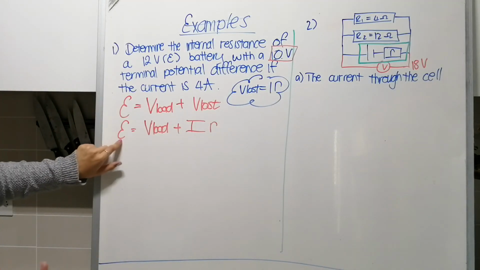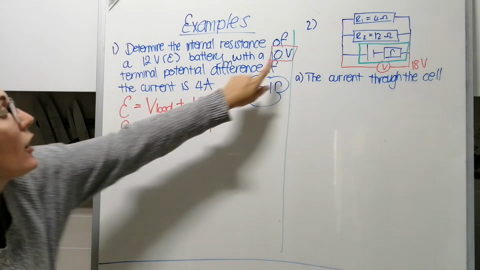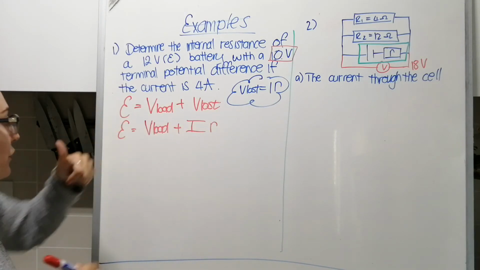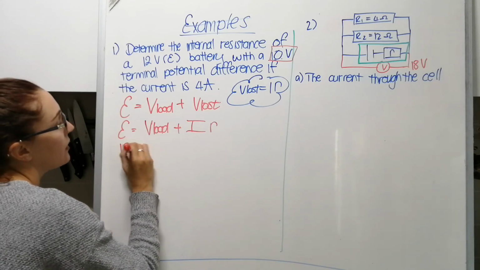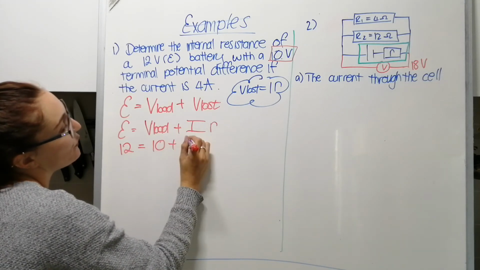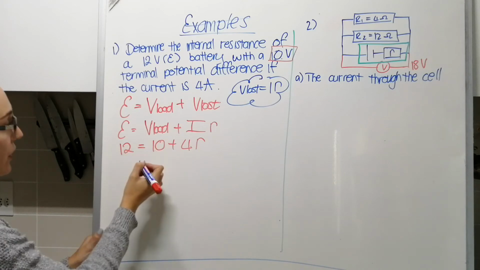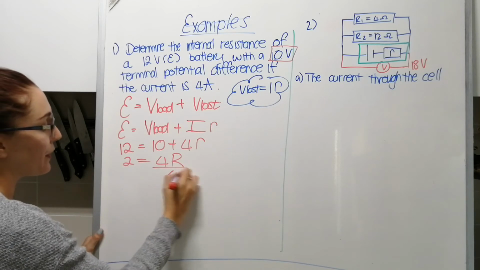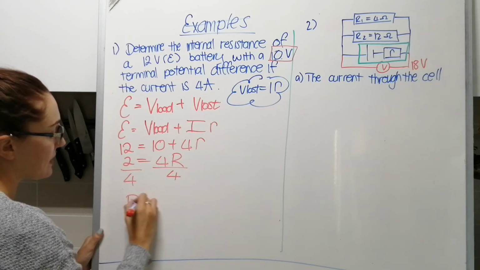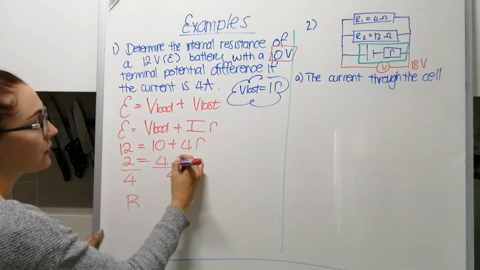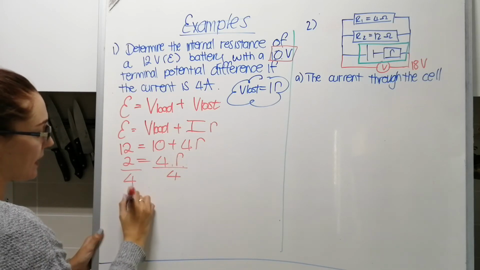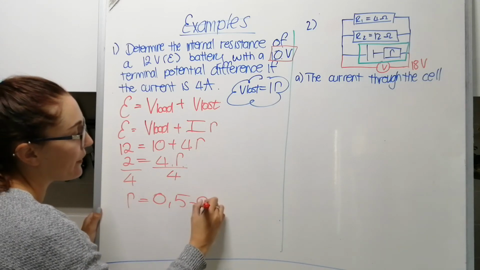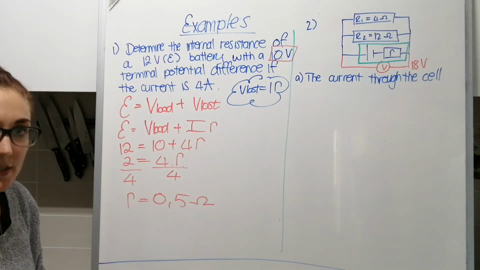Now let's check. I know EMF is 12. I know V load is 10. I know the current is 4 amps. I'm looking for r. Beautiful. So I can sub it and solve. So this is 12 equals 10 plus 4r. Hop them over, subtract them. 2 equals 4r. Divide both sides by 4. Sorry, this should be a lowercase r. And we get that the internal resistance is a half. It's 0.5 ohms of internal resistance in the battery.